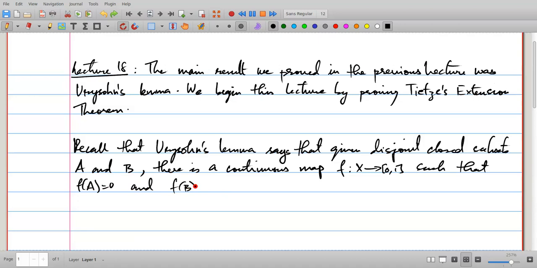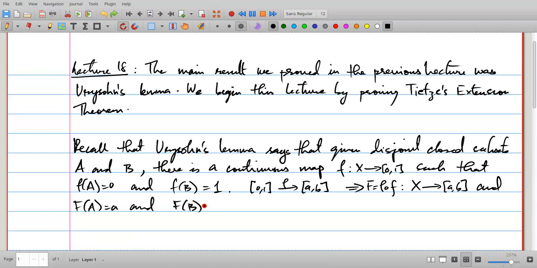So by composing with this continuous map, let's say a linear map rho, which is a homeomorphism, this implies it's from X to [a, b]. And so if I call this capital F, then F of A is equal to a and F of B is equal to b.